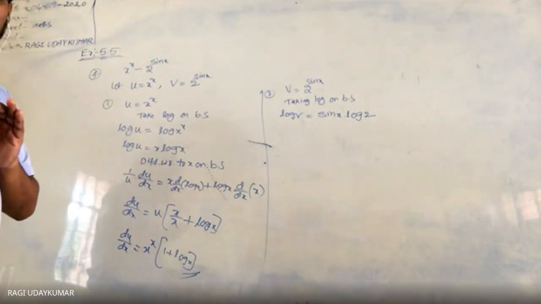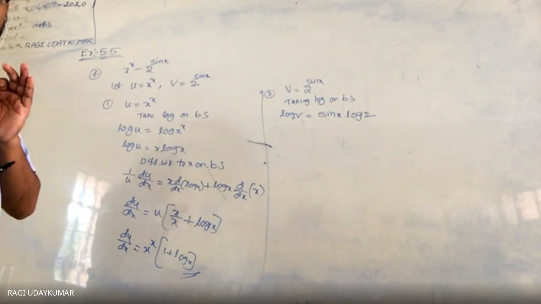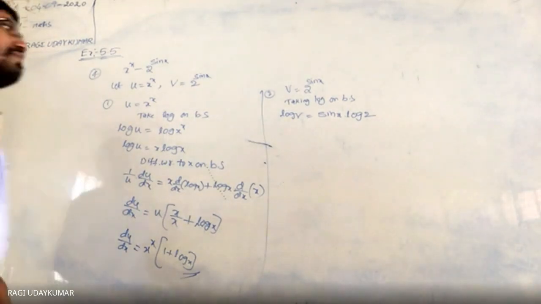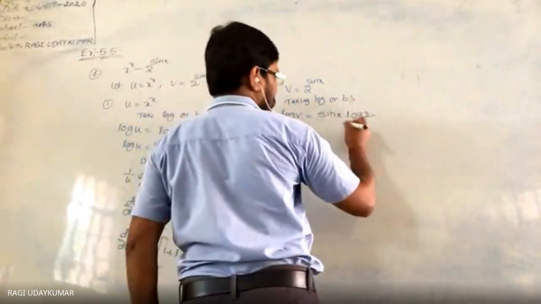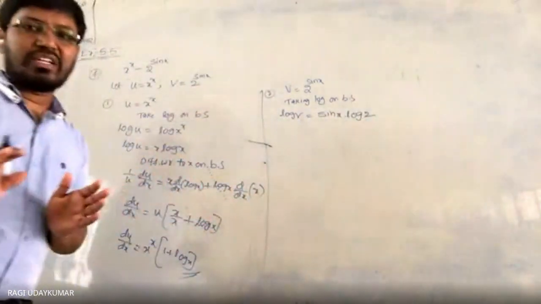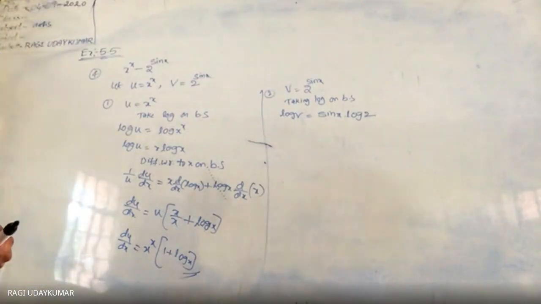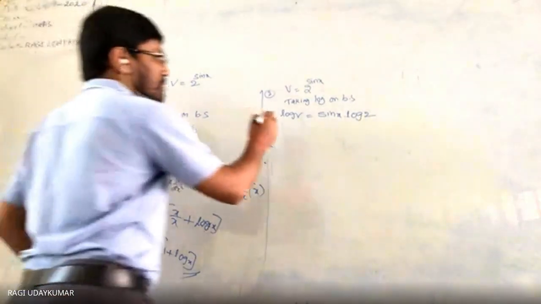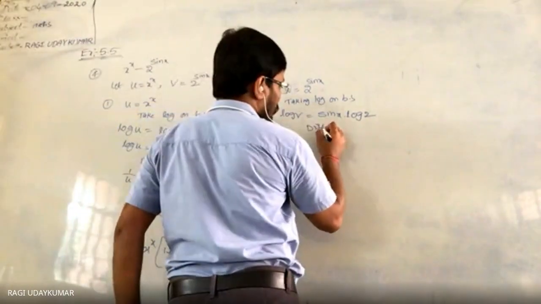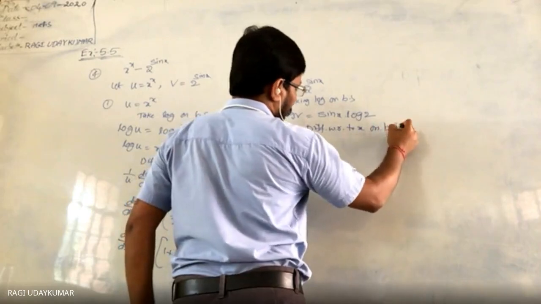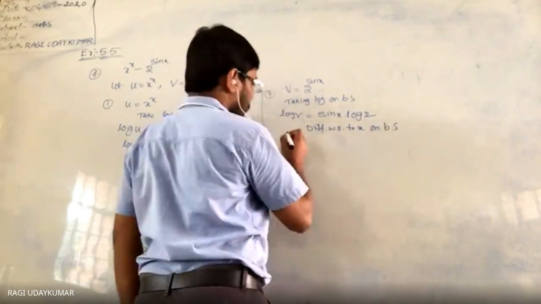Here, log 2 is what? It is a constant. Logarithm of 2 is a constant. So whenever you consider this as a constant, no need of taking it as a product of two functions in this case. Directly you can find the differentiation. So differentiating with respect to x on both sides, what do you get here?